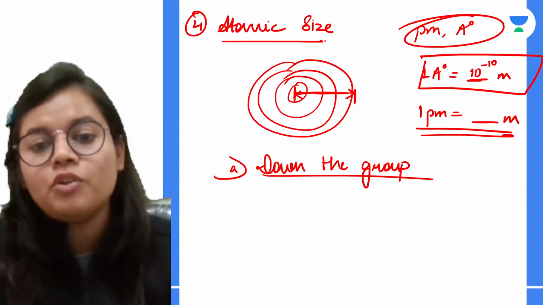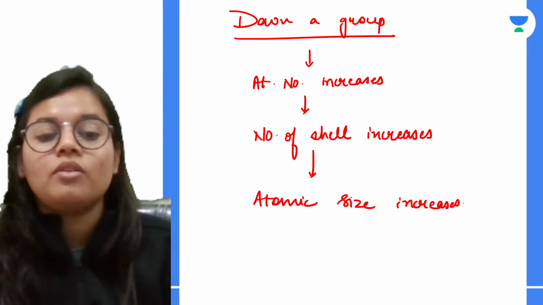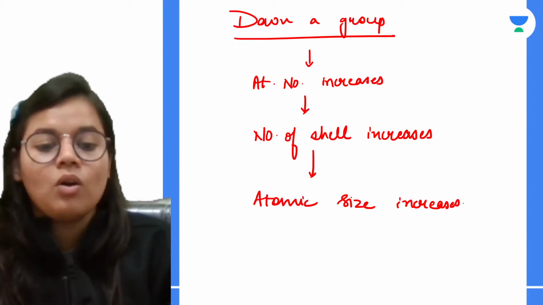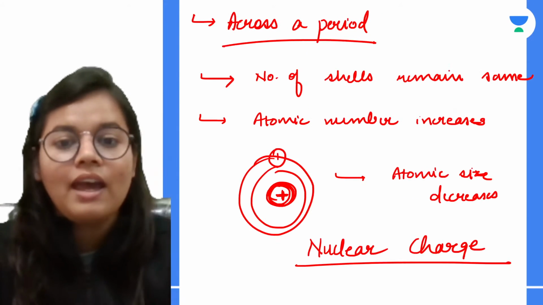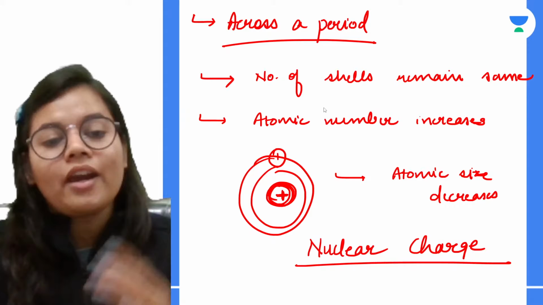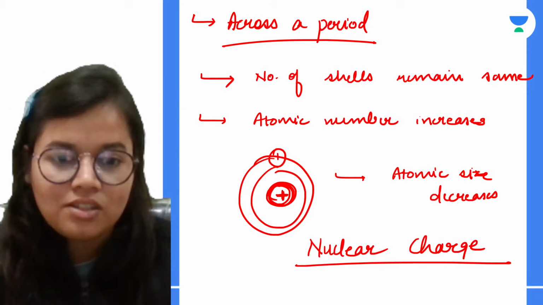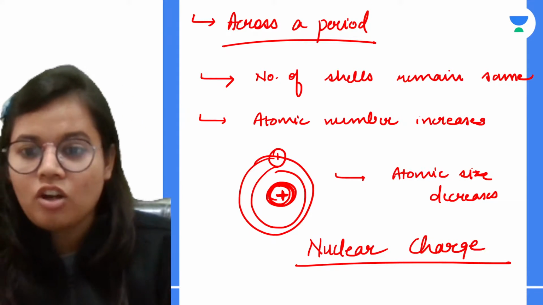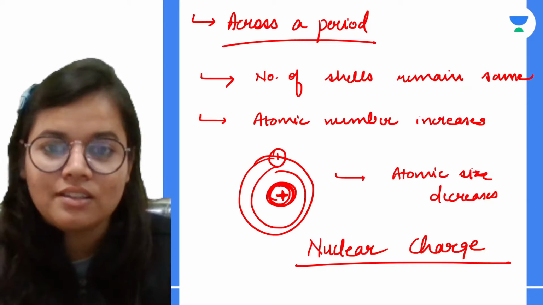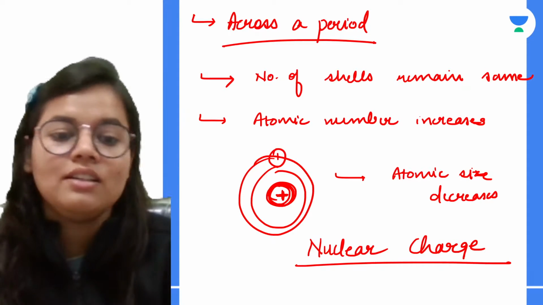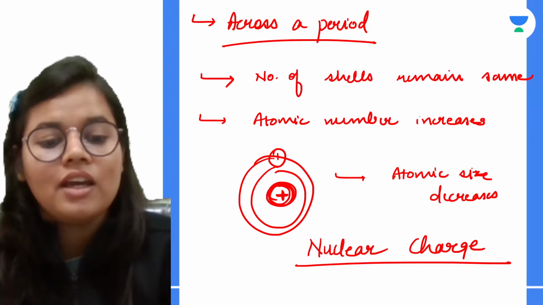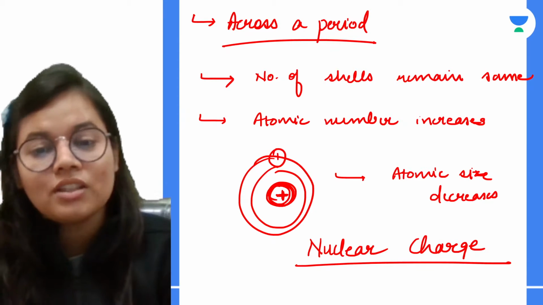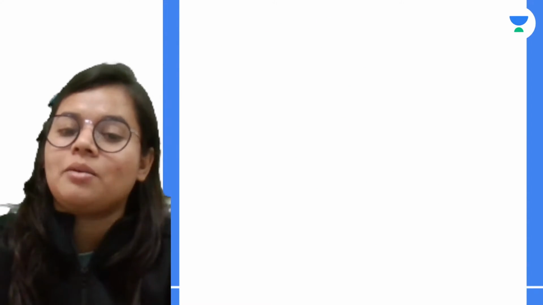Down the group, due to the increase in atomic number, there is an addition of new shells and hence the atomic size increases. Across a period, even though there is no addition of shells and the shell count is constant, the increase in atomic number increases the nuclear charge, and hence the size of the atom decreases. So this was the session. I hope you understood the whole session. If there is any confusion, anything you haven't understood, please do let me know.